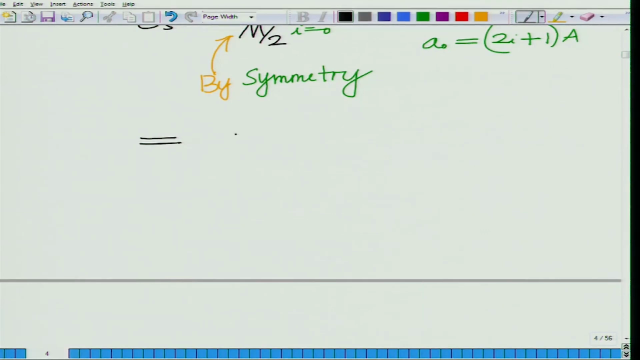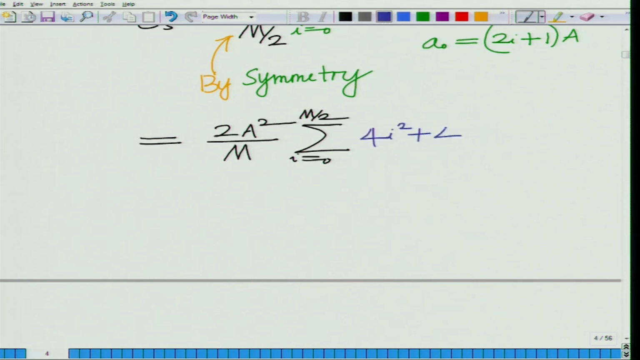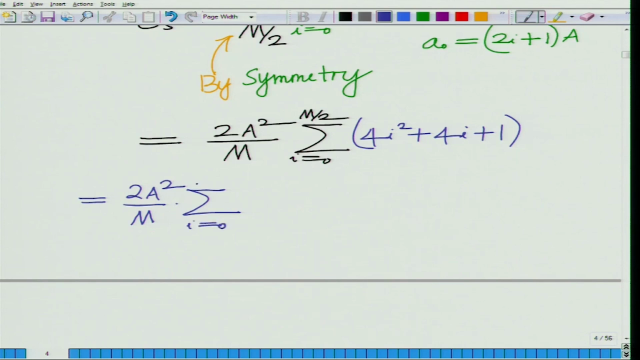So, this is equal to 2A square divided by m, summation I equal to 0 to m by 2 minus 1, 4I square plus 4I plus 1. Now, here comes the important part. We have 4 times summation I square. Now, we will remove the summation.